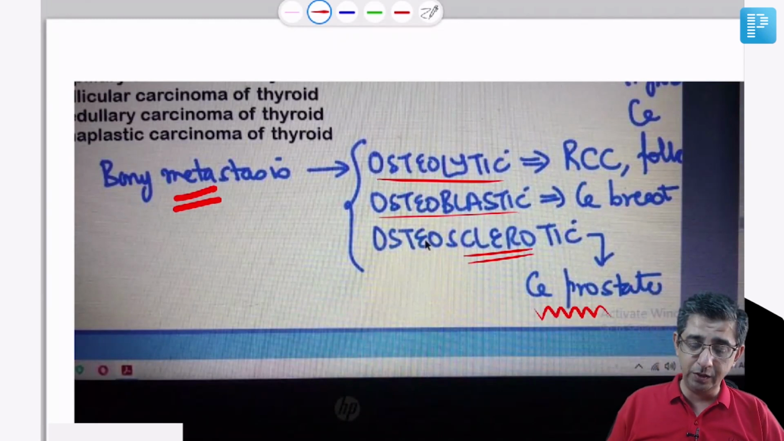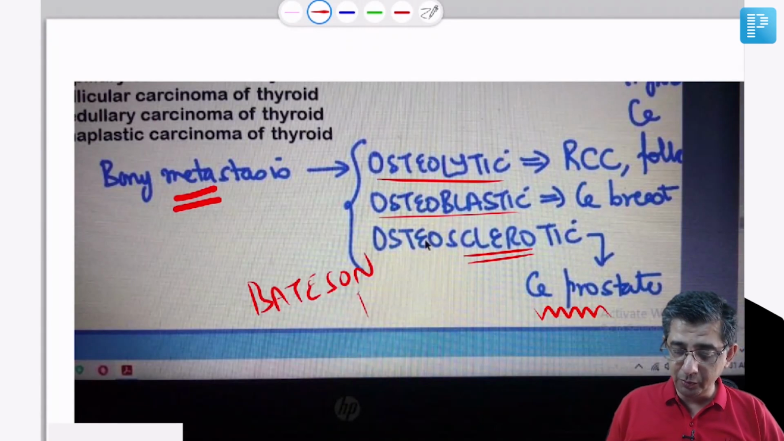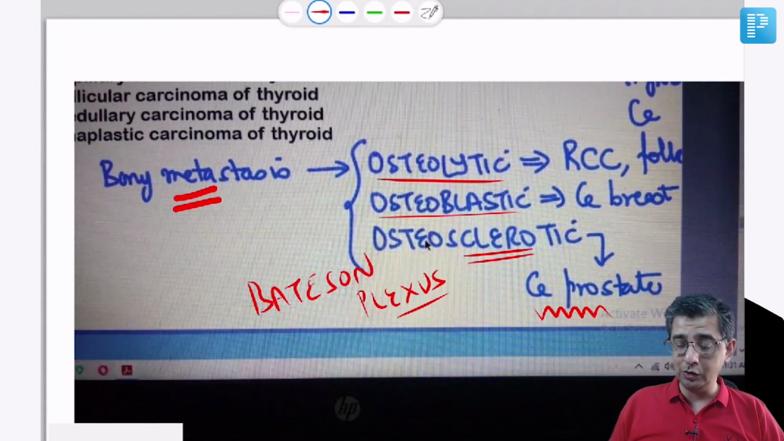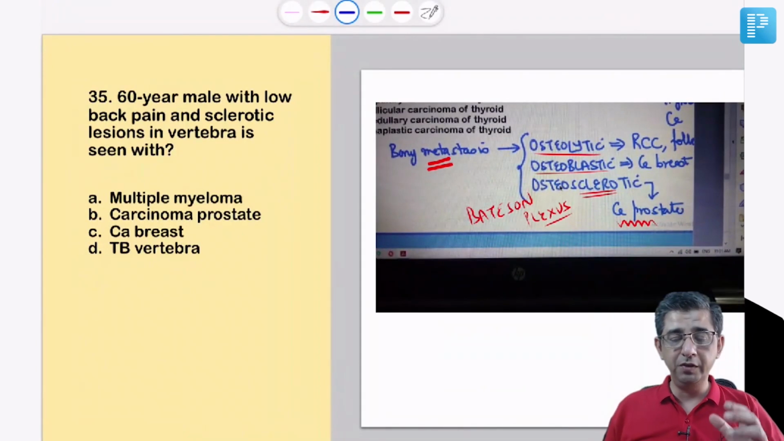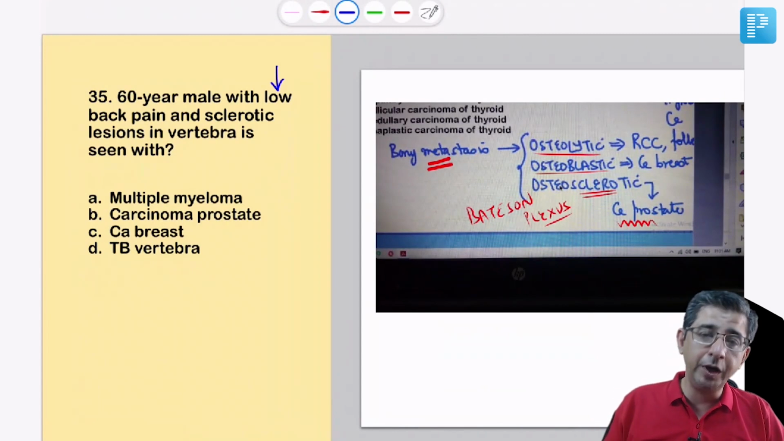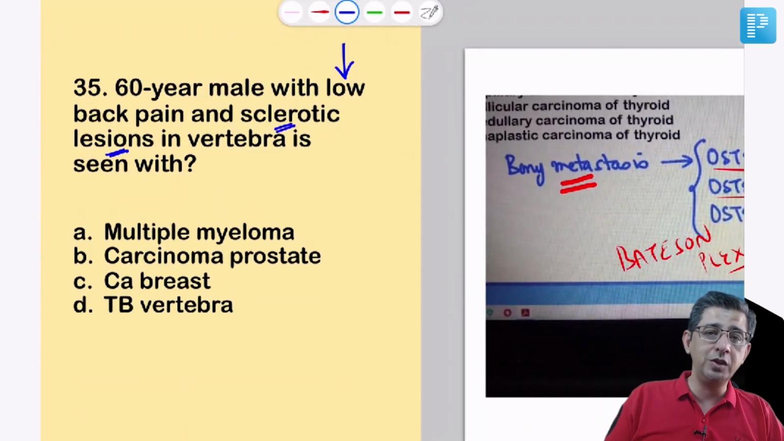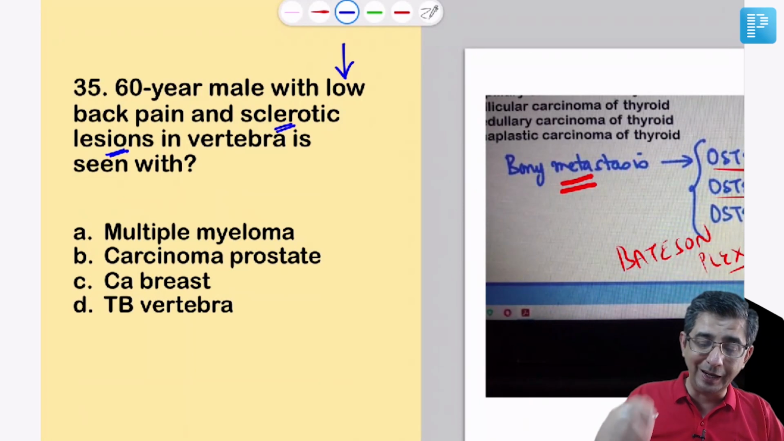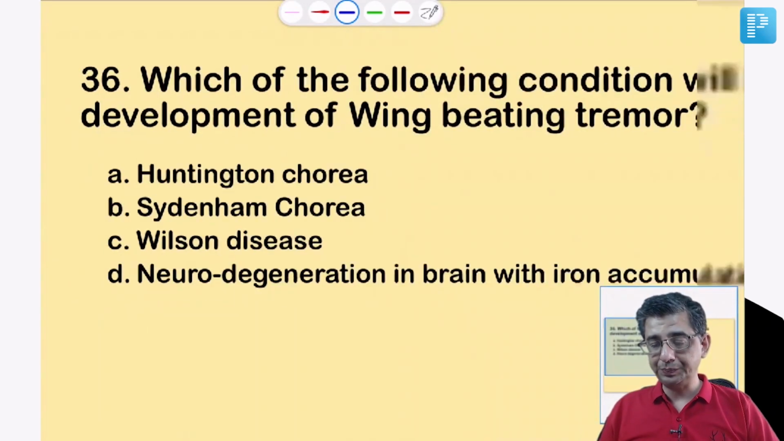It goes via the Batson plexus. You all have read about it. And carcinoma prostate is anyway one of the important cancers in men, leading cancers in men, so it has to be read up very well. Most guys said, sir, when we read the question, low back pain, we thought of a previous year question, multiple myeloma. But then multiple myeloma would have the word lytic lesions. Here it was not the word lytic lesions. I confirmed that with a lot of my students. It was not lytic, it was sclerotic lesions in the vertebra, which makes the diagnosis of this case prostate cancer. Moving to the next one.